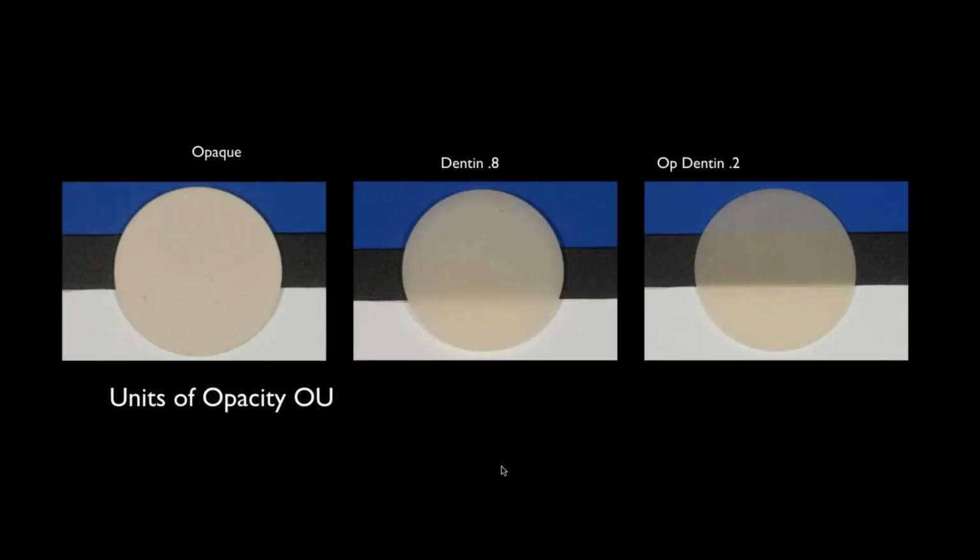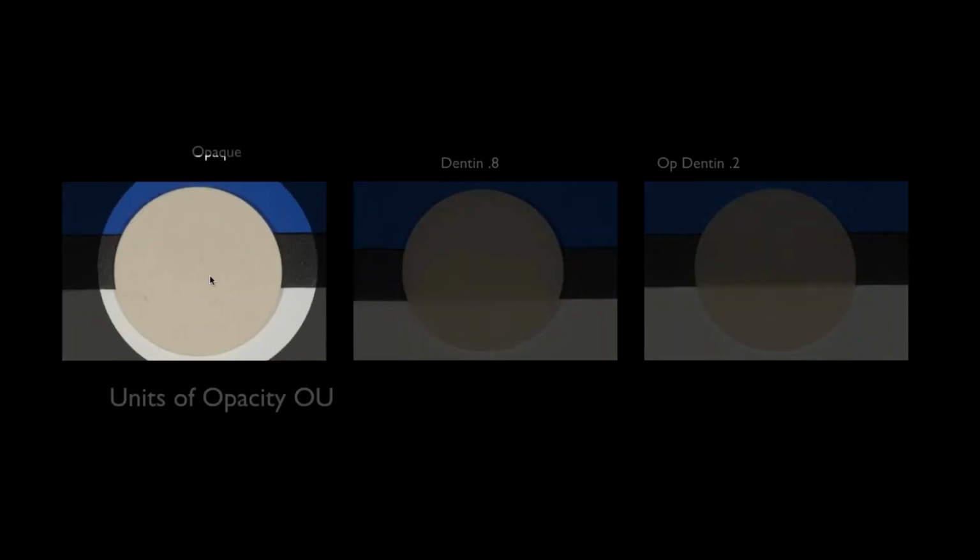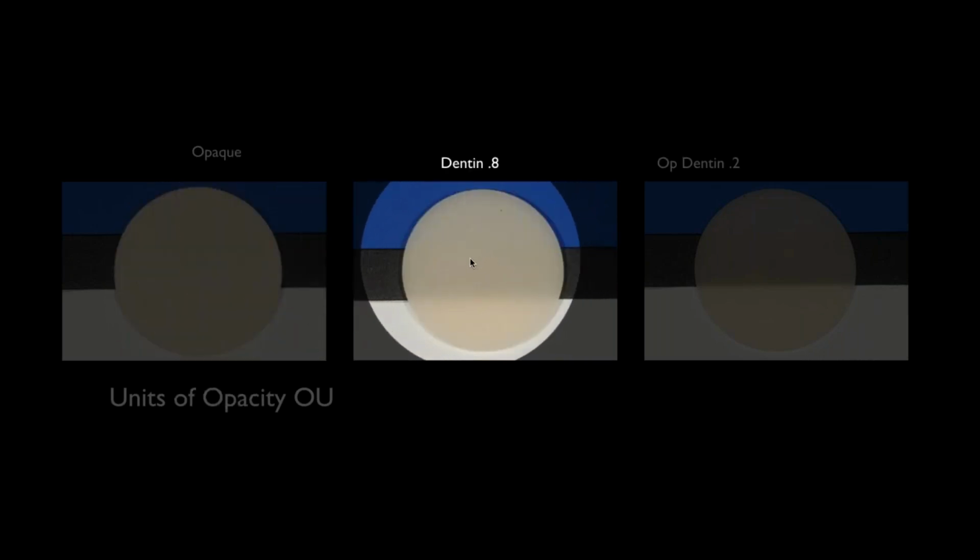So here's what I'm going to do here. If you look at the materials, opaque is 100% opacified, so it doesn't allow anything to go through it. Liners are not, although if you use them thick enough because of their fluorescence, they appear very opacified. Dentin, about 0.8 of a millimeter, is usually only about 32 to 35, 38 units of opacity.